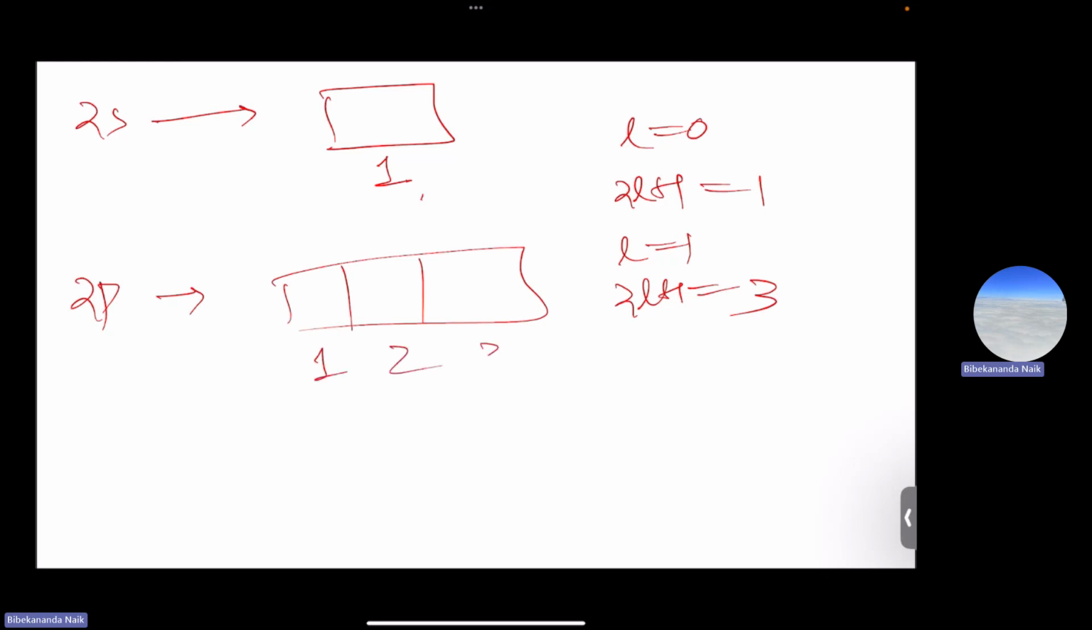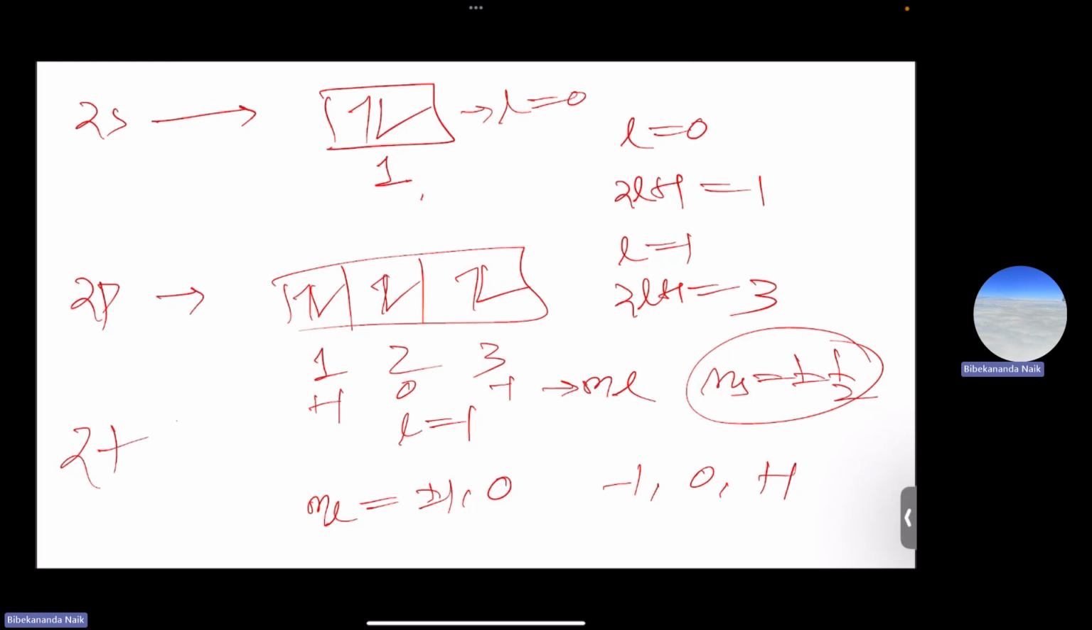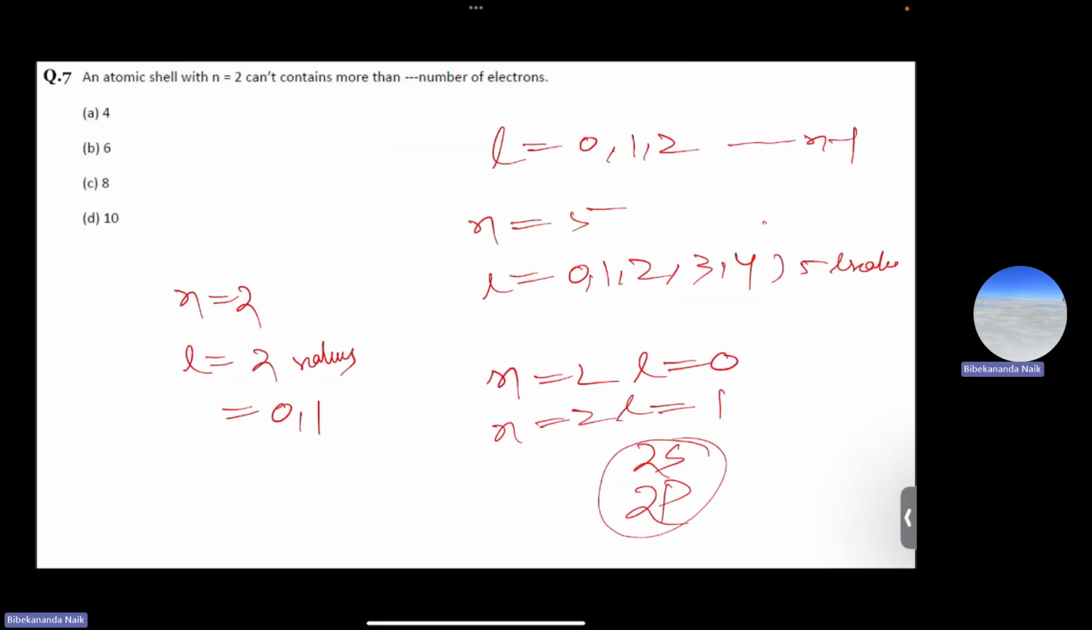Then 1, 2, 3. For l equal to 0, ml is 0, but for l equal to 1, ml will be plus 1, 0, minus 1. So one corresponds to plus 1, another 0, another minus 1. These are the ml values. Then ms is similarly plus minus half for all cases. So you have 2 electrons here, then 2 electrons here, 2 here, and 2 here. So 2 electrons correspond to 2s and 6 electrons correspond to 2p. The total will be 8 electrons. So the correct option is option C, that is 8 electrons.